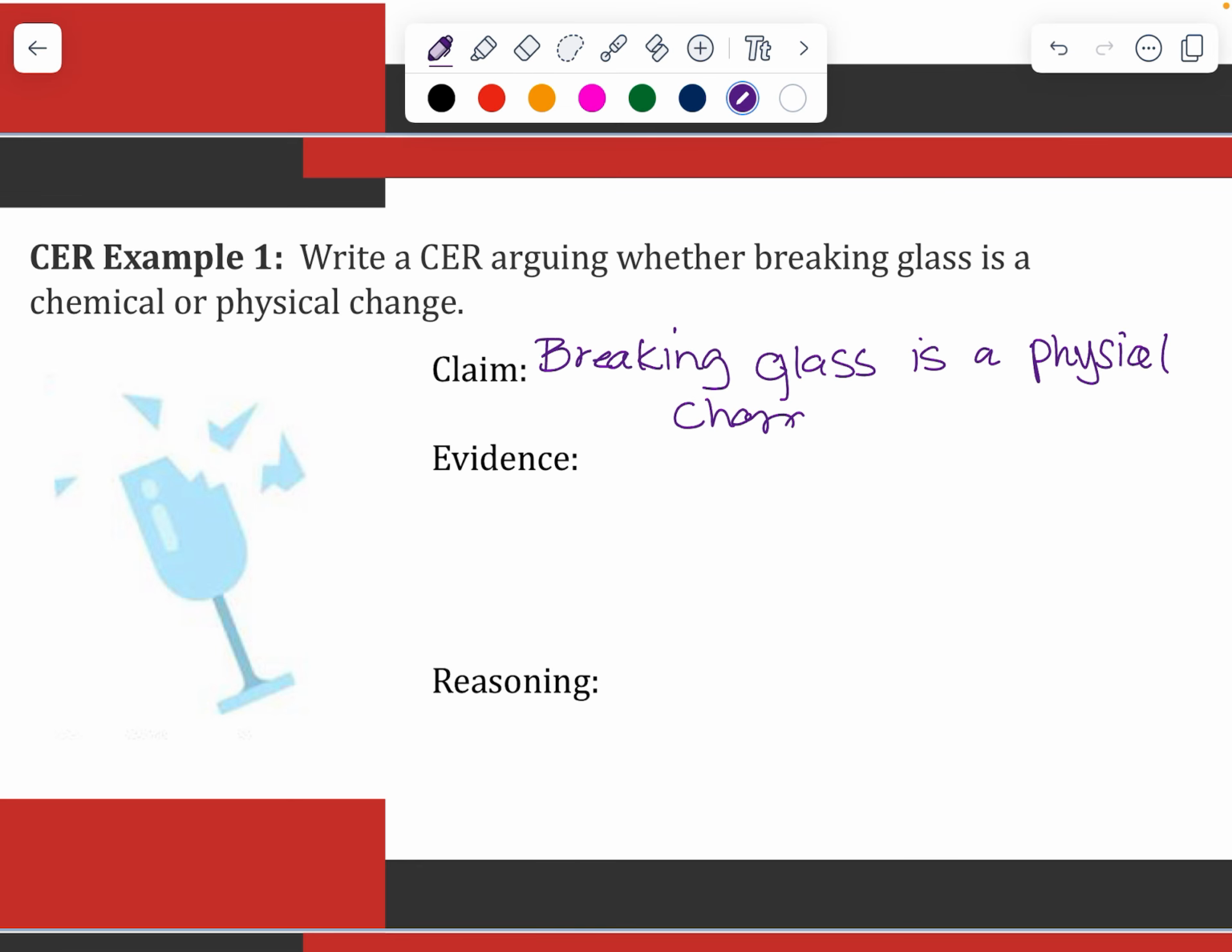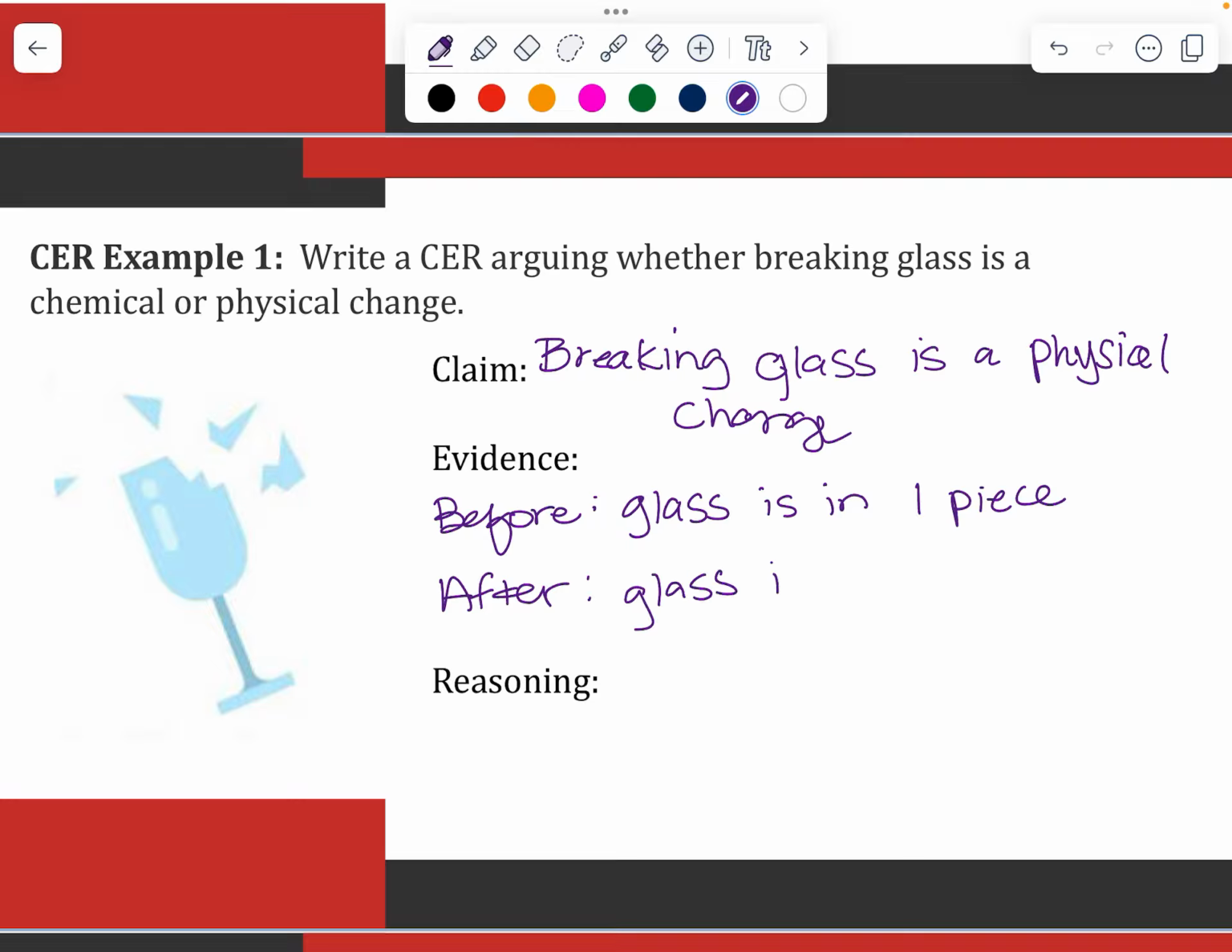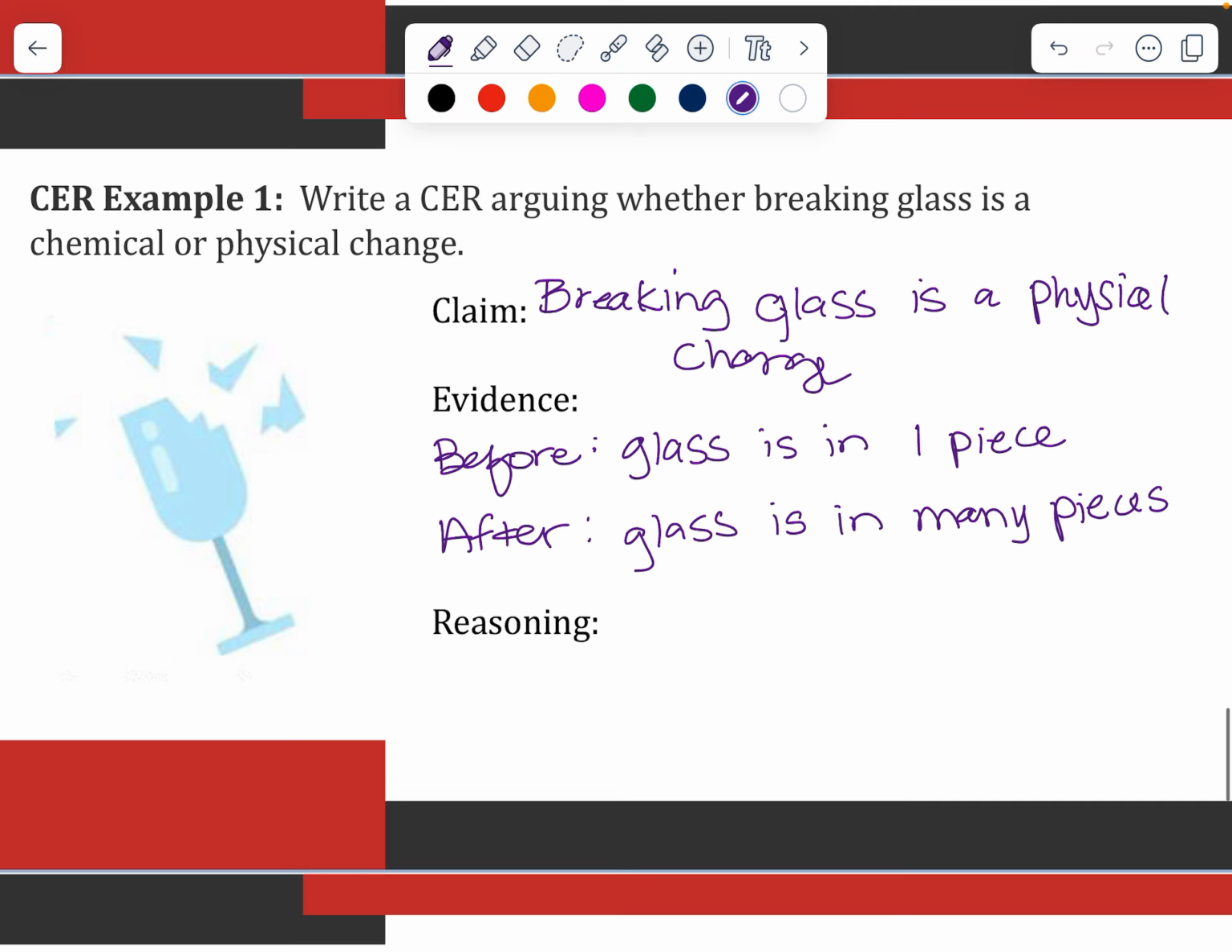And so my evidence, I'm going to do before and after observations. Before, the glass is in one piece. After, I'm saying the glass is in many pieces. If we wanted, we could count up how many pieces are in the picture I gave us. And so my reasoning, why is that physical? So this is a physical change.